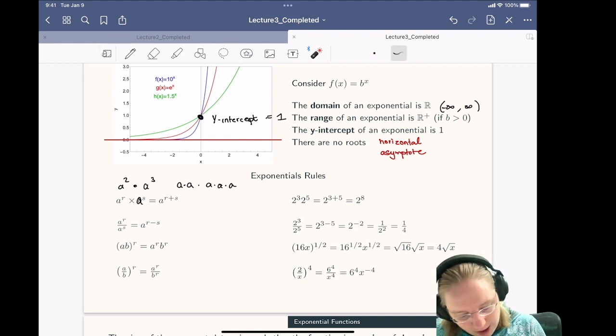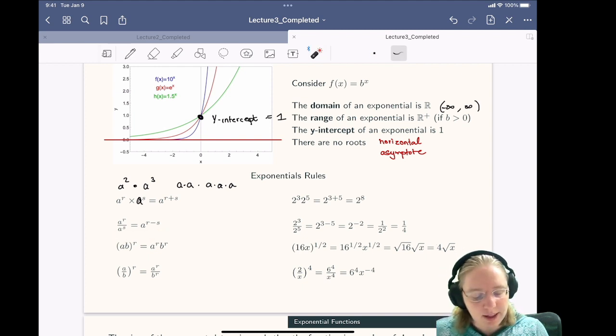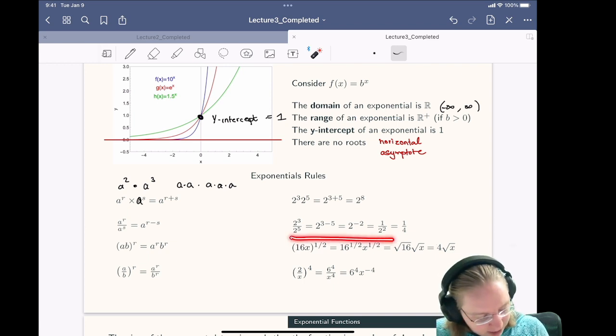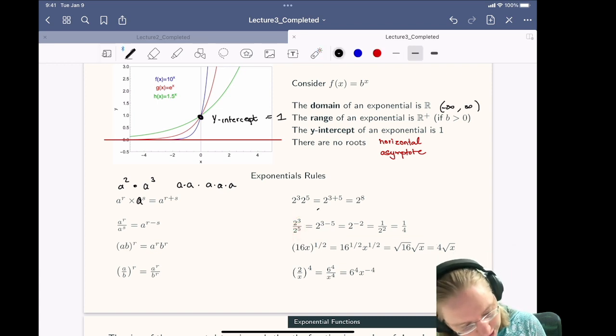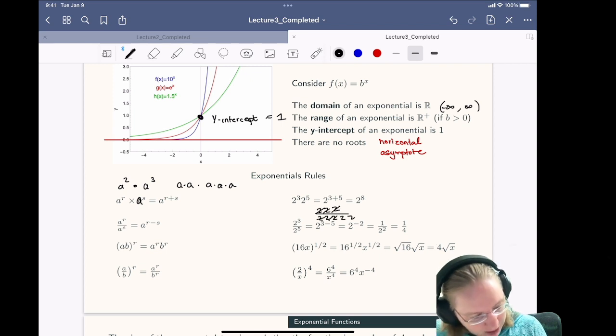Similarly, if we have a to the r over a to the s, then we have to subtract their exponents. This is given by this example over here, where we have 2 to the 3 divided by 2 to the 5. Once again, you can write this out where you have 2 times 2 times 2 divided by 5 2's. 3 of those 2's are going to cancel on the top and the bottom, and we end up with 1 over 2 times 2, which is equal to 1 over 4.